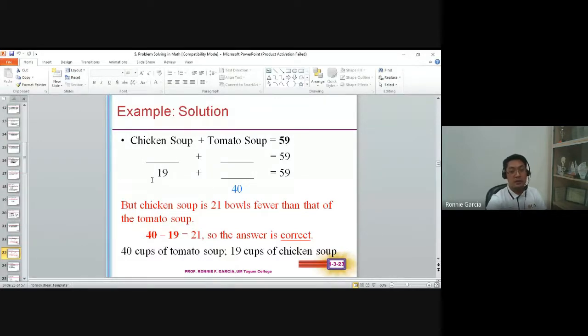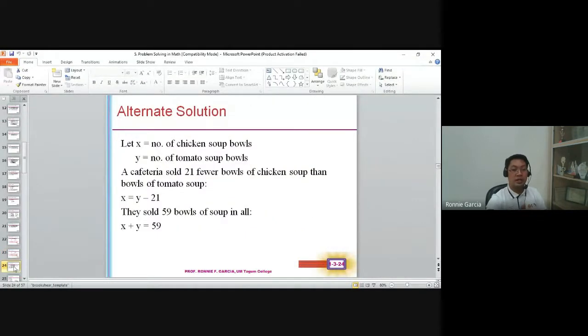So you can actually combine, and another alternate solution that I will also present kay basig na ay gusto mag-solve diri og algebra, pwede ka ito siya ma-solve. So sa algebra, we are letting variables para maka-solve ta og problem. So since ang problem is naa sa mga chicken soup ug tomato soup, so we will let x to be the number of chicken soup bowls and y to be the number of tomato soup bowls.